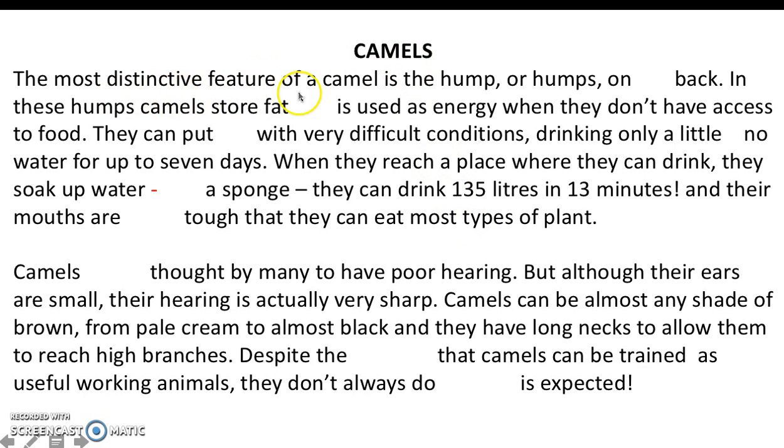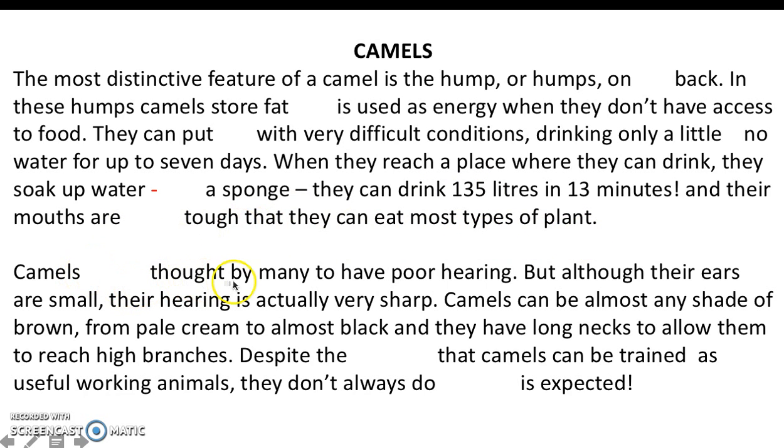So camels, the most distinctive feature of a camel is the hump or humps on its back. In these humps, camels store fat, which is used as energy when they don't have access to food. They can put up with very difficult conditions, drinking only a little, no water for up to 7 days. When they reach a place where they can drink, they suck up water like a sponge, they can drink 135 liters in 13 minutes, and their mouths are so tough that they can eat most types of plant.